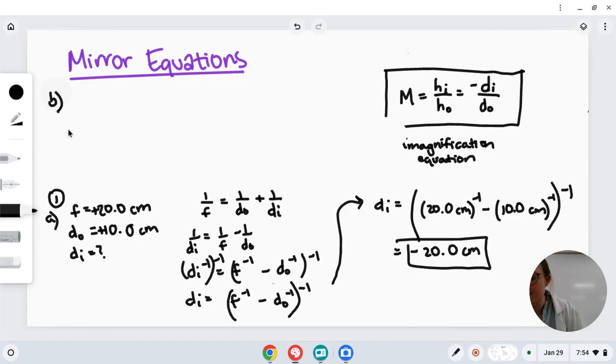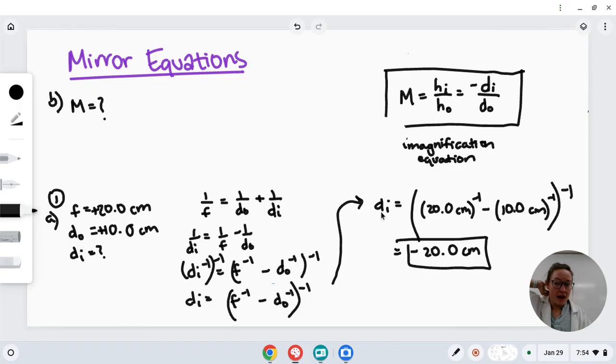Part B asks, what is the magnification of her face? That's the question. Now, there are a few different equations that I could use. I could use the height of the image over the height of the object, but you can see I wasn't actually given the height of the image or the height of the object, so that is going to be a really tricky one to use. But here's what I could do. Didn't I just find di? And I was given do? So here's what I could do.